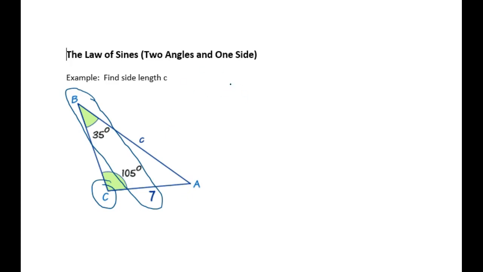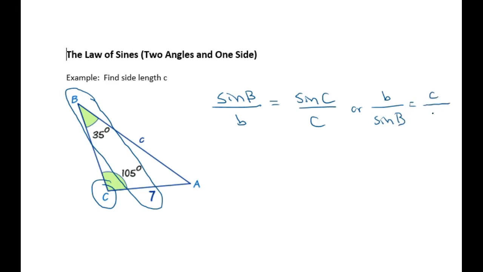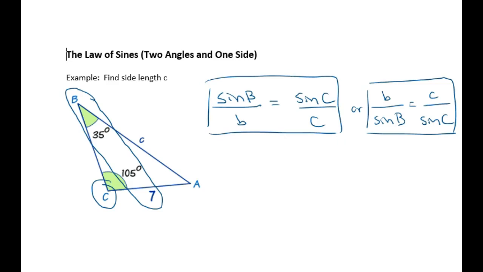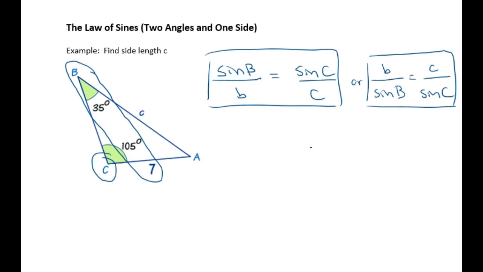So you have two options. You can either use the form of sine B over B is equal to sine C over C, or you can flip it. So B over sine of B is equal to C over sine of C. So either of these two should give you the right answer coming out. It doesn't really matter which one you use, as long as there's substitution and then solving in the right way. So I'm just going to use the first one.